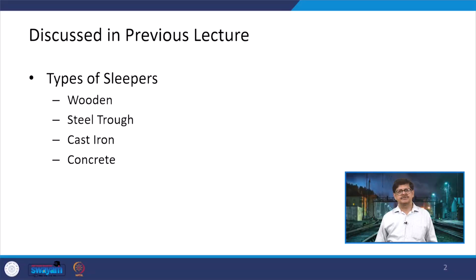We are going to discuss about the ballast today, which is one of the components of the railway track. In the previous lecture, we talked about the sleepers, the various types of sleepers which can be wooden, steel trough, cast iron and concrete sleepers. And then we emphasized that the concrete sleepers are the ones which are used nowadays. But yes, there are certain locations where the concrete sleepers are prohibited, and that's where the composite sleeper use can also be there.